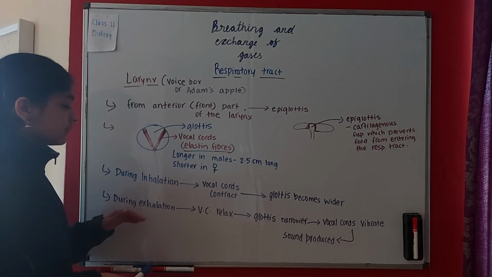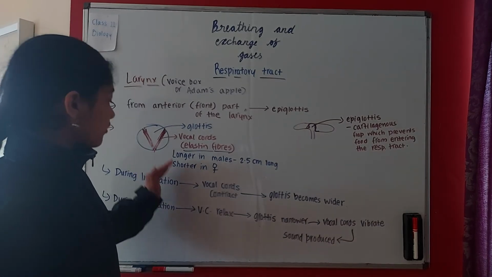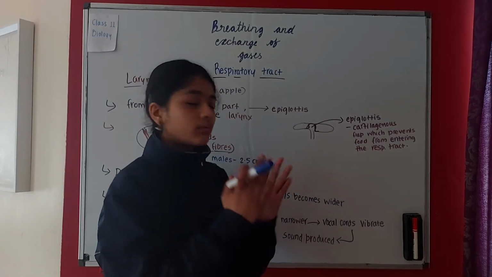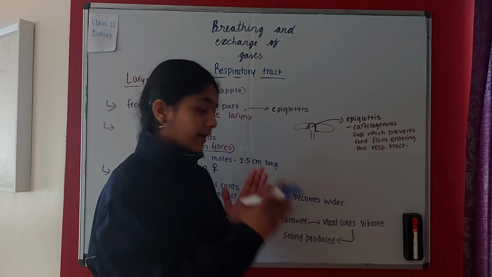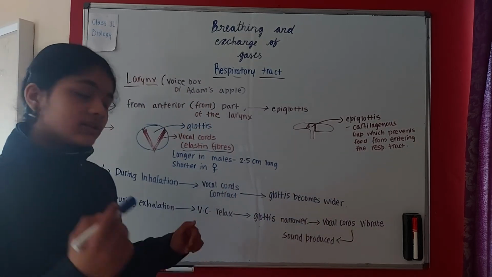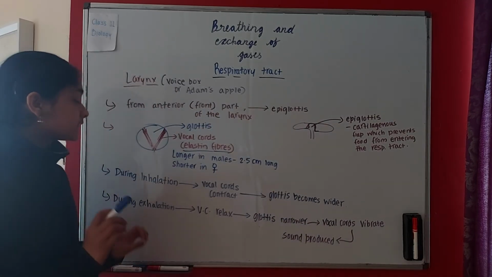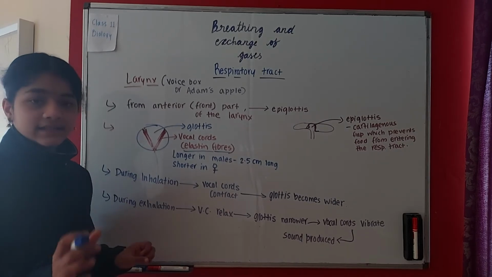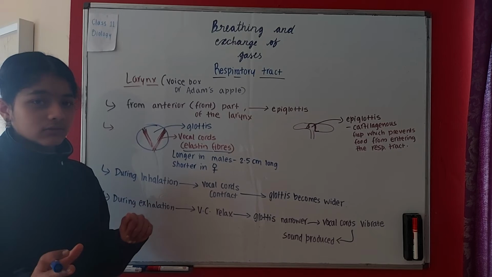So during exhalation vocal cords relax. When vocal cords relax, glottis becomes narrower. Again vocal cords become too much narrower and they finally vibrate, and then the sound is produced. Now by this we can conclude that sound is only produced when we exhale. So only during exhalation the sound is produced.